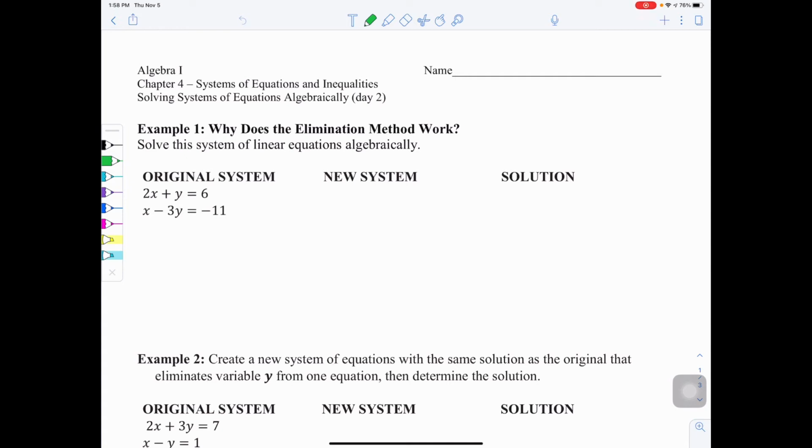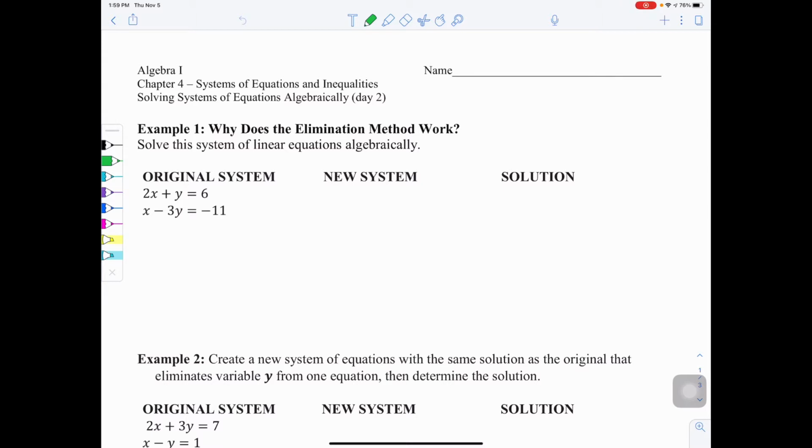Our next lesson is called Solving Systems of Equations Algebraically, Day 2. In example 1, why does the elimination method work? Solve the system of linear equations algebraically. And again, we are going to be investigating the elimination method. Our original system is 2x plus y equals 6 and x minus 3y equals negative 11.